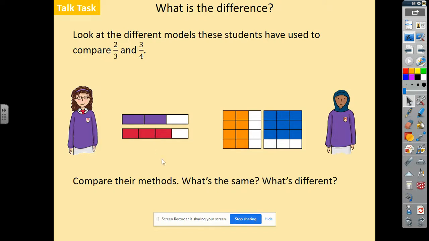So have a look at these two methods. What's the same? What's different? So pause the video and have a little think.